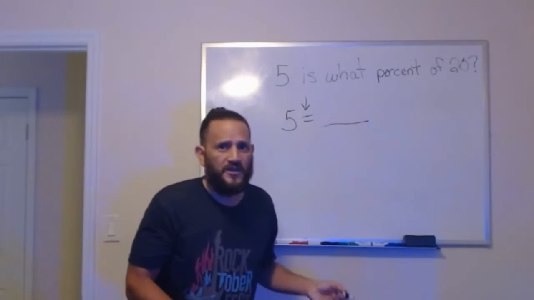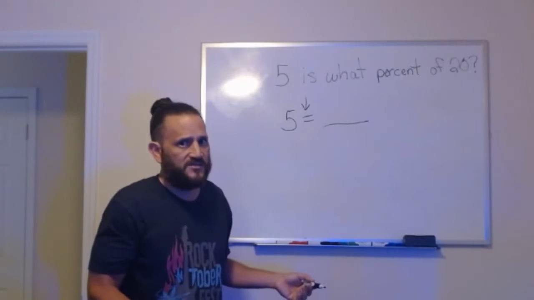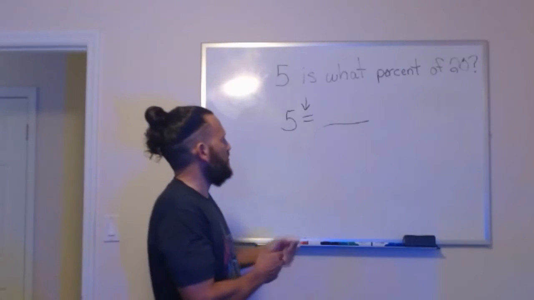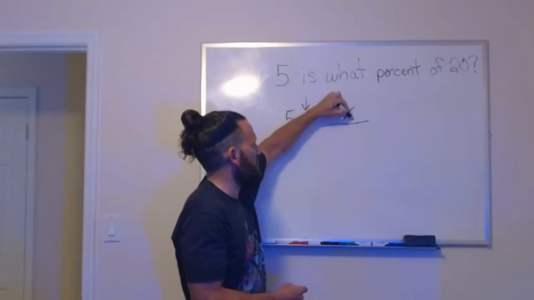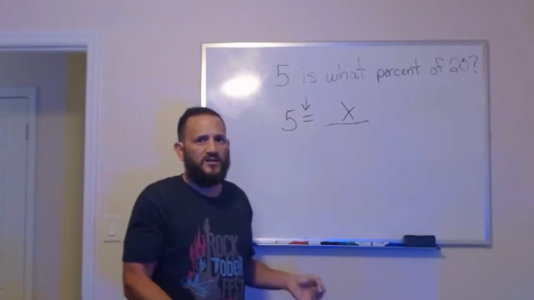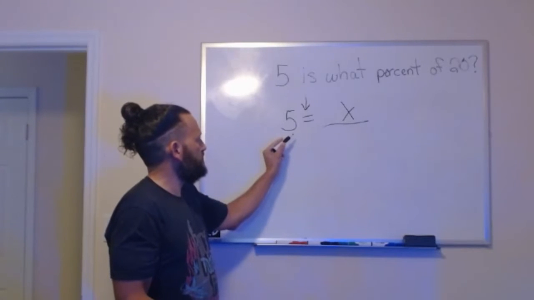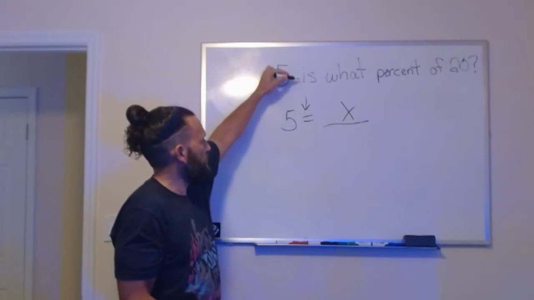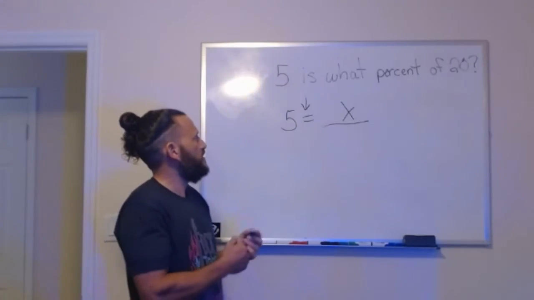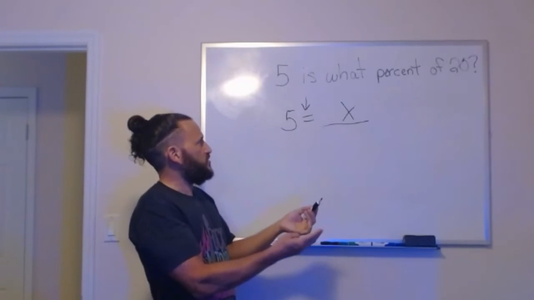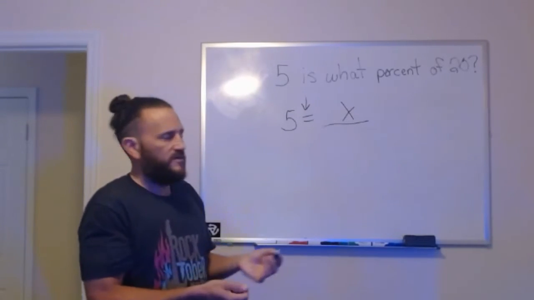You can put a variable. We could start with x. All right? So why don't we just go ahead and put an x here? Because we do not know. That represents the unknown. So 5 equals, this is equals, what percent of 20? 5 is what percent of 20?